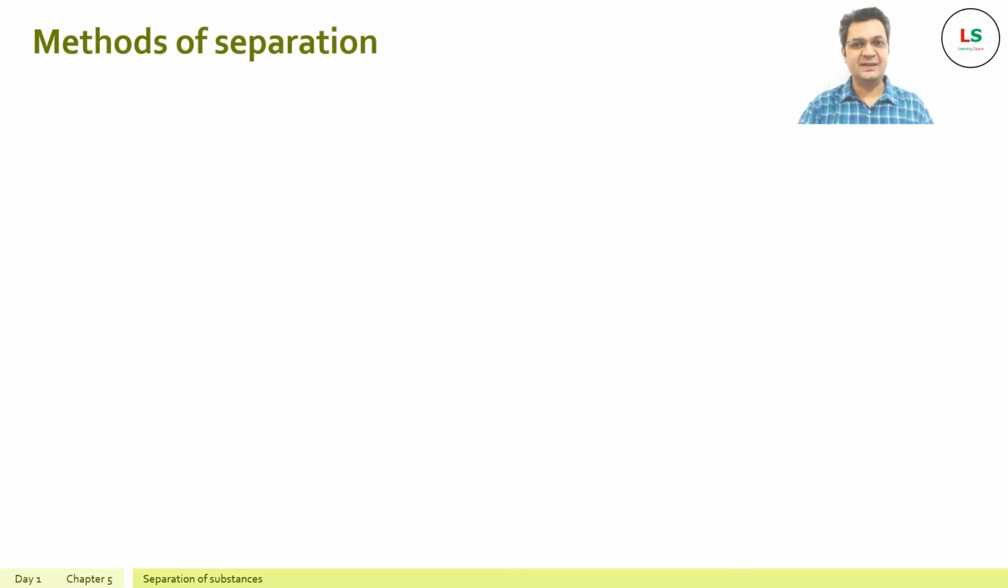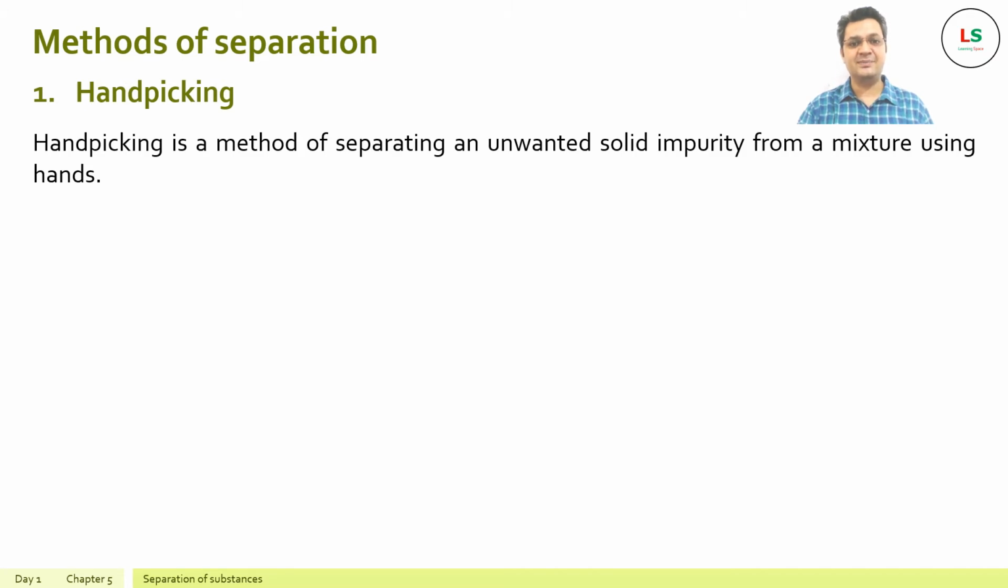Now that we have learnt about pure and mixed substances, in this section we are going to discuss simple methods of separating the mixed substances. Keep your curiosity high and you may come across these methods in your day-to-day activities. Here we have the first method of separation, handpicking. Handpicking is a method of separating an unwanted solid impurity from a mixture using hands.